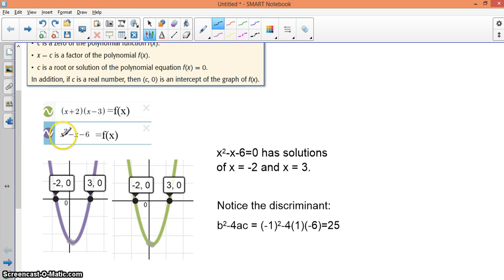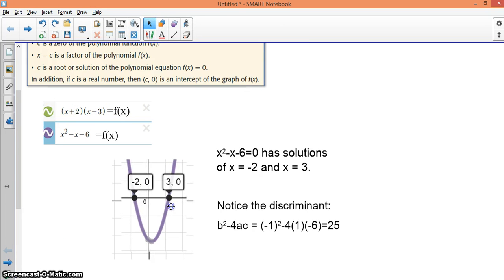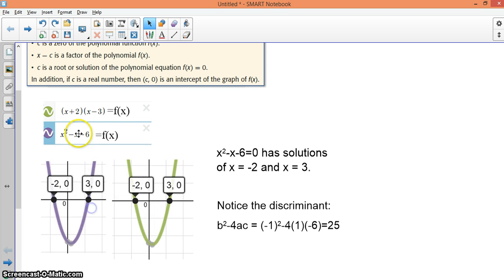So if you notice, x squared minus x minus 6 is in purple. It's the standard form of a quadratic. And if you factor it, you get what I have marked in green. You'll notice it's the same graph. I just wanted to show that the factored form of the function gives the same graph as the standard form. So notice, negative 2 and 3 are the x-coordinates of the x-intercepts. You get x plus 2 and x minus 3.